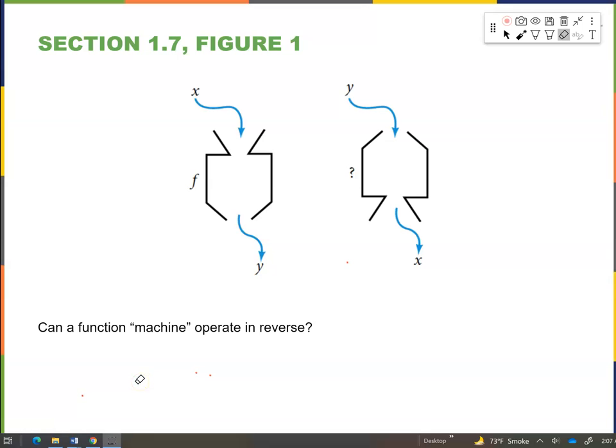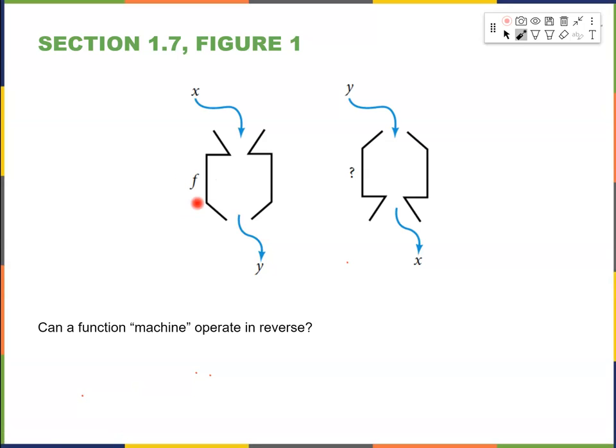Section 1.7 Inverse Functions. If some physical machines can run in two directions, we might ask whether some of the function machines we have been studying can also run backwards. Take a look at figure 1 here. This provides a visual representation of that question. In this section, we will consider the reverse nature of functions.